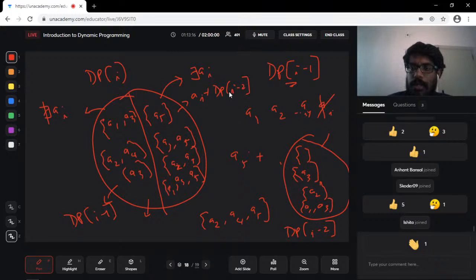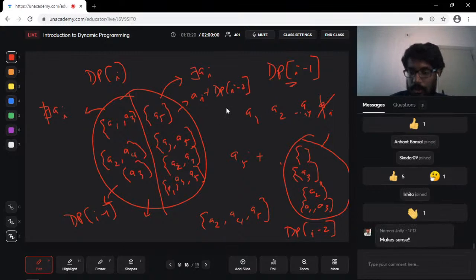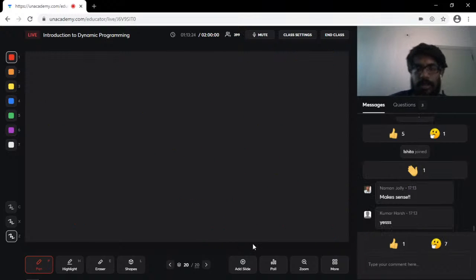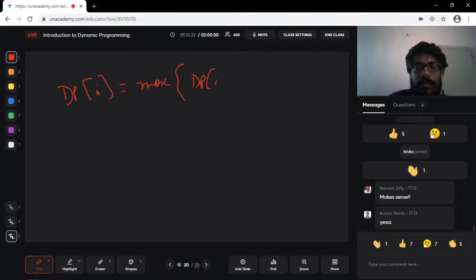Okay, I hope that makes sense. So what are we basically saying? At the end of all this, our claim is nothing but dp of i is max of dp of i minus 1 comma ai plus dp of i minus 2.